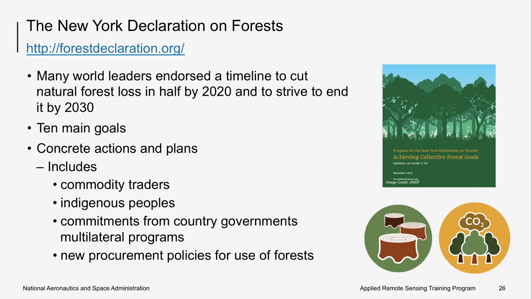The declaration is endorsed by dozens of governments, large companies, and indigenous organizations. The entities endorsing the declaration announced dozens of concrete actions and partnerships. So these actions include things like having commodity traders call for public policies to eliminate deforestation, a pledge by indigenous peoples to protect hundreds of millions of hectares of tropical forests, new commitments from forest country governments to reduce deforestation, bilateral and multilateral programs to pay for reduced deforestation, and new procurement policies for several of the largest forest commodity importer governments.